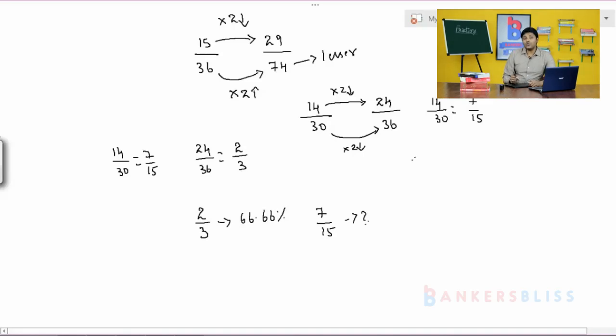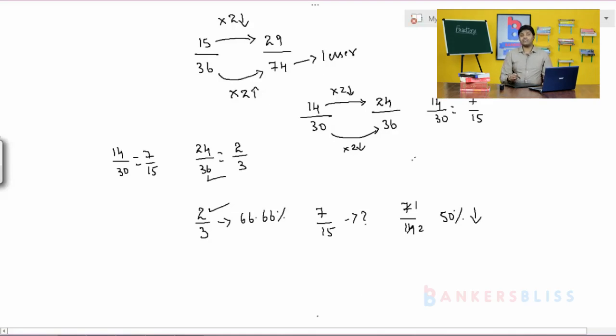So, how to calculate 7/15? You observe properly: 7/14, 7 ones are 7, 7 twos are 14, means 50%. So 7/14 is 50%, but 7/15 is obviously less than 50%. Therefore, 2/3, that is 24/36, is the maximum one.